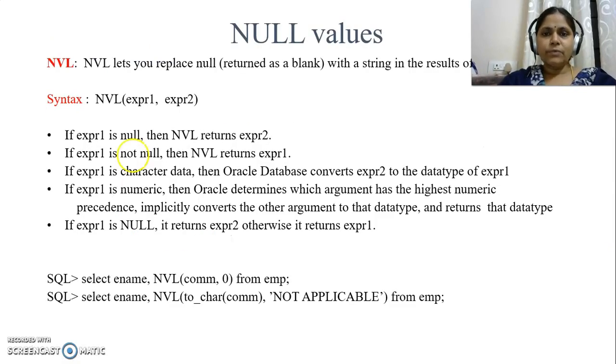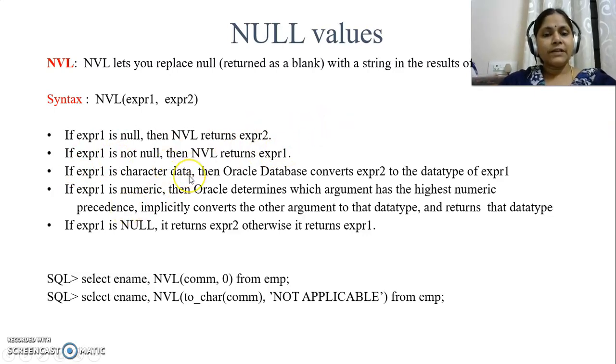If job ID is null, then we are converting it into no job yet. That I will explain now. Null value, NVL. NVL lets you replace null with a string in the result of the query. The syntax goes like this: NVL of expression 1 comma expression 2. If expression 1 is null, then NVL returns expression 2. And if the expression is not null, then it will return expression 1 itself.